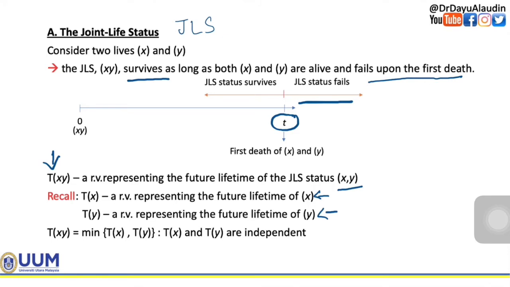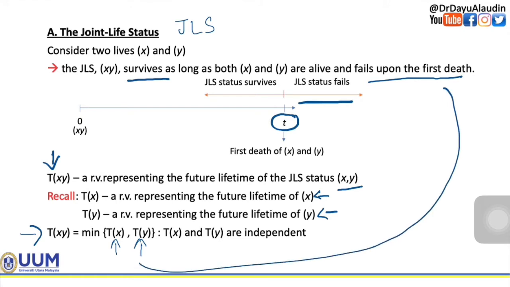So for joint life status, Txy, the future lifetime of the JL status, is the minimum of the future lifetimes Tx and Ty. Because after the first death, it is considered failed, so we take the minimum time of failure. And we consider that Tx and Ty are independent because the event of death for each individual is different. So it is independent.